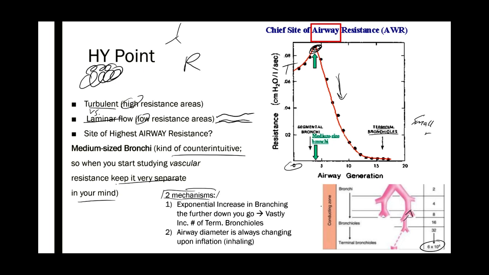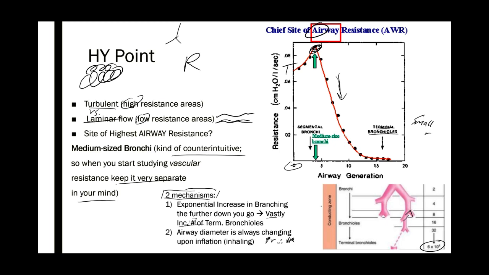So, two of the mechanisms for this phenomenon. I kind of talked about this. The further you go down, the more branching you get, and then there's such a large number of terminal bronchioles. And another reason is, again, with the lungs, you always have an anatomical role. When you're inhaling and bringing air in, the airway diameter is always changing, because you're inflating your lungs. So in a sense, when you inhale, the airway generally will increase its radius, and that will allow for smaller airway resistance.